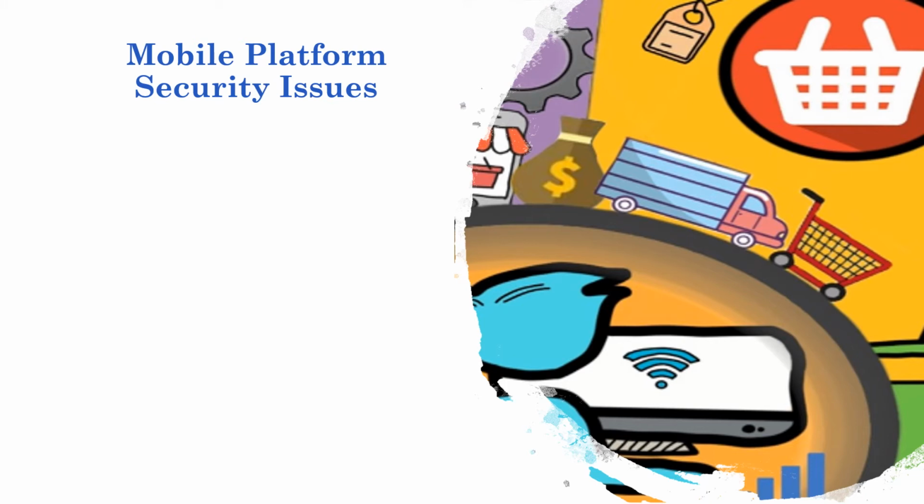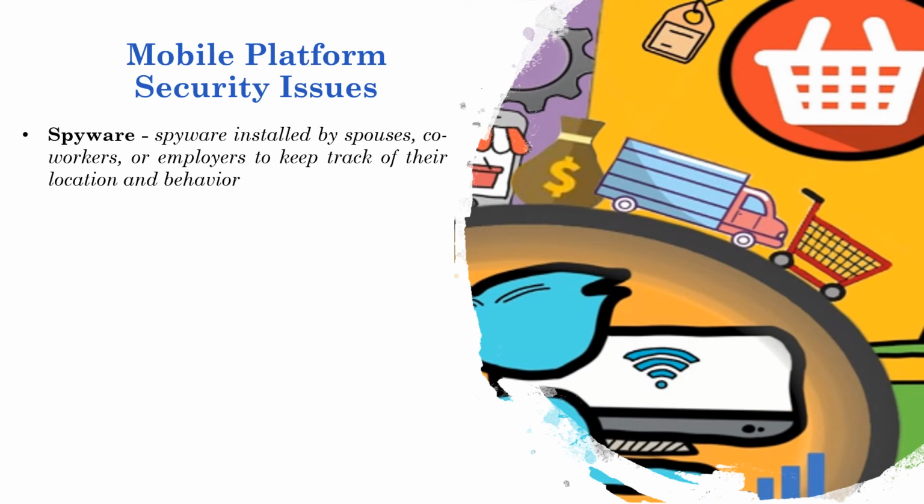Another mobile platform security issue is what we call spyware. Although many smartphone users worry about data streams being sent back to cyber criminals with malware, there is a main danger closer to home: spyware. In certain cases, users need not be concerned about malware from unknown attackers, but rather spyware installed by spouses, co-workers, or employers to keep track of their locations and behavior. It is also known as stalkware. Many of these apps are designed to be loaded on the target device without their permission or knowledge.